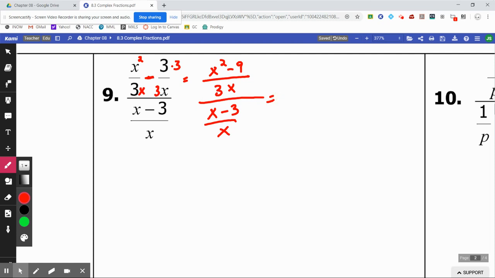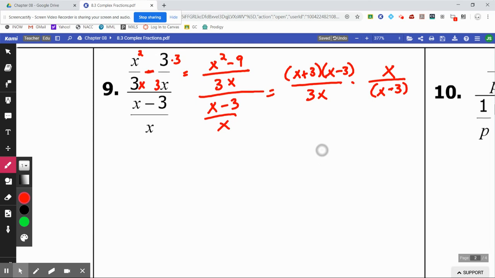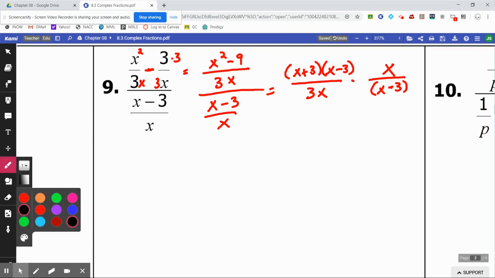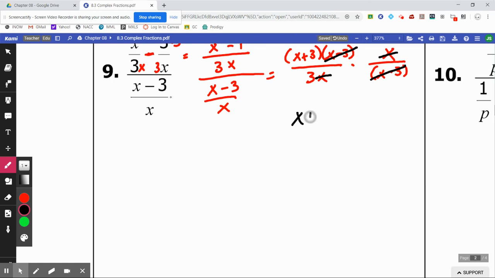You have x squared minus 9 over 3x, which I'm going to factor as I write it down. x plus 3 times x minus 3 over 3x times the reciprocal of the bottom, flip and multiply. I'm putting the x minus 3 in parentheses. Cross cancel your monomials first. x's are gone. Then let's move on to the binomials. x minus 3's are gone. So that leaves you with the x plus 3 on top and just the 3 on bottom.